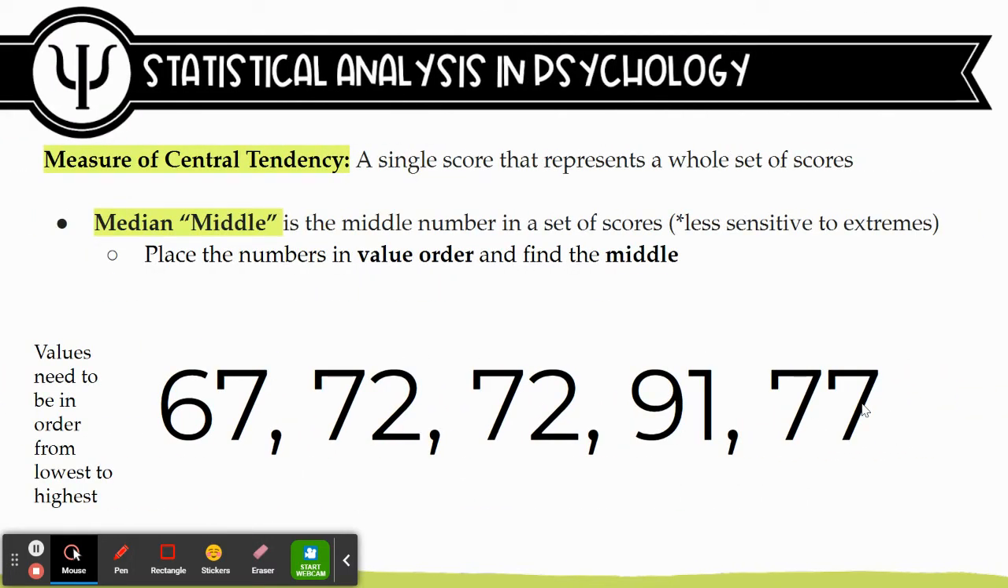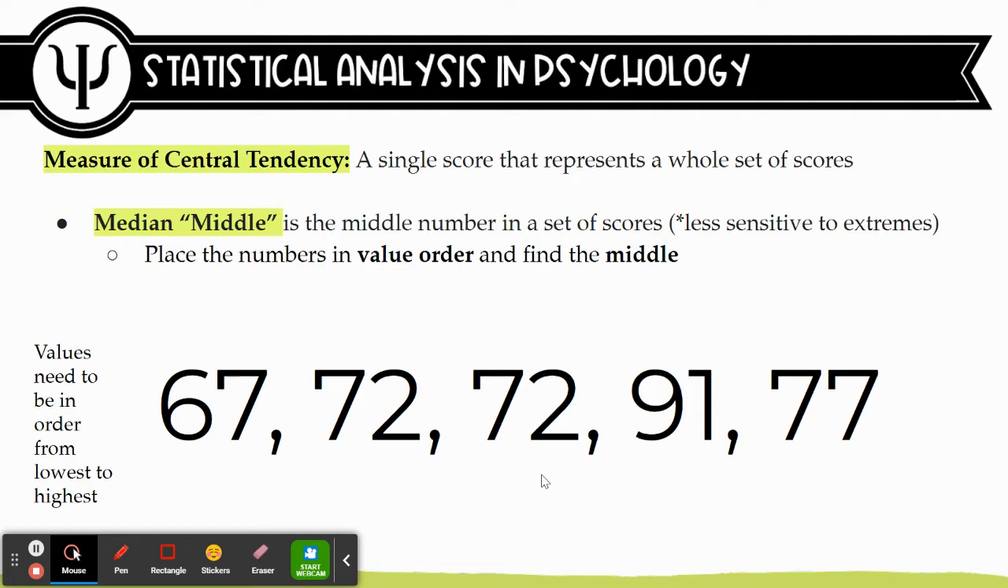Next is the median, or middle. In this situation, what you want to do is place the numbers from lowest to highest in value order, and then figure out the middle number. So in our set, we would say 67, 72, 72, 77, 91. Thankfully, in this data set we just have to switch these two around. So we would count inward and say, okay, 72 is our middle number. That is our middle, our median, and not necessarily our average.